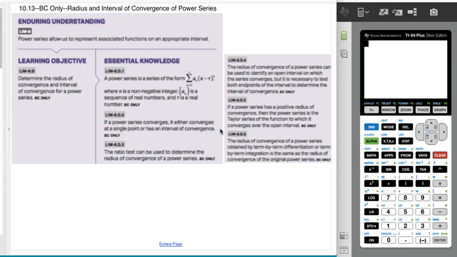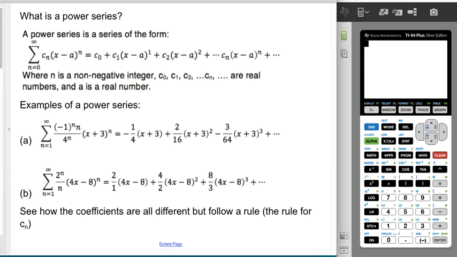All right, this is AP BC Calculus. We're doing a BC only unit. This is Unit 10, Section 13. We're talking about the radius and interval of convergence of a power series, which is basically lots and lots of the ratio test. So what is a power series?